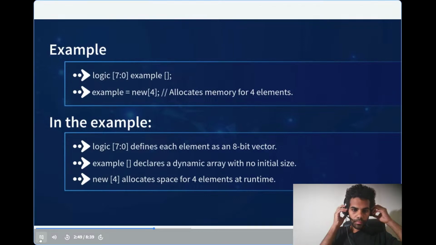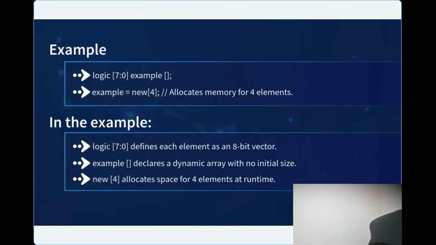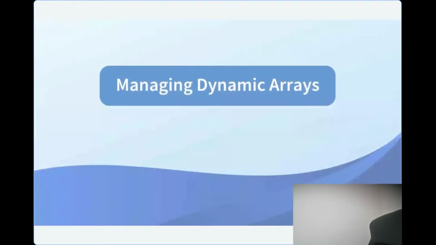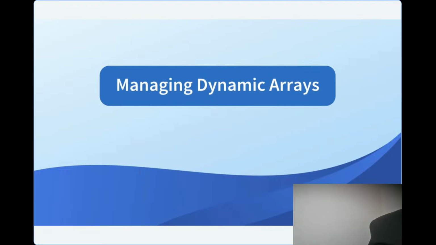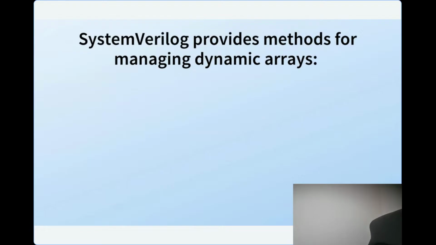You must allocate memory before using them. So we do this with the new method specifying the number of elements we want. Dynamic arrays give us flexibility, but we also need ways to manage their size. So SystemVerilog provides several useful methods, including new, delete, and size.